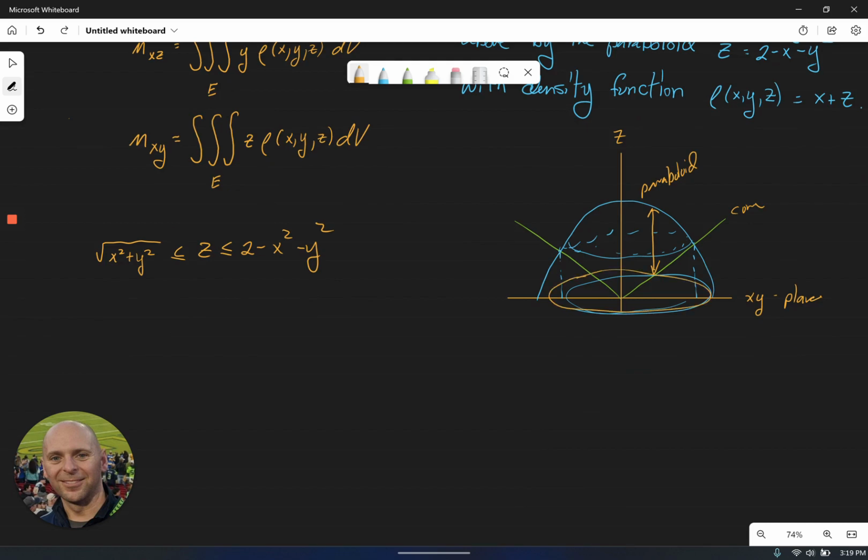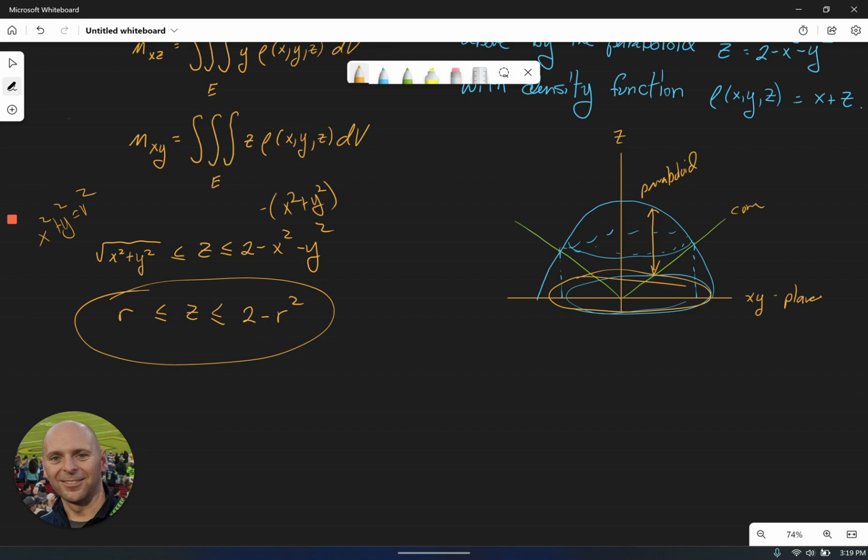We've got our circular region down here in the xy plane, and we've got some nice simplification for our bounds, because x squared plus y squared is equal to r squared. So this is going to turn into r less than or equal to z less than or equal to 2 minus r squared. And just factoring out a negative 1 gives us minus x squared plus y squared. So that's where our minus r squared is coming from. So there you've got some bounds for z.